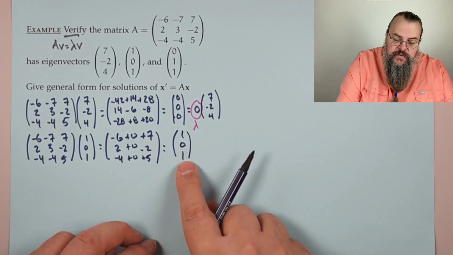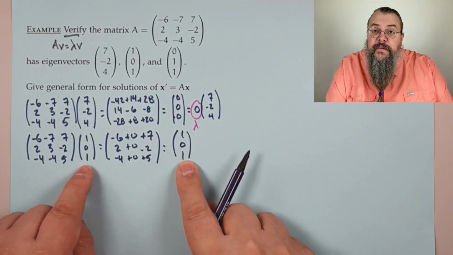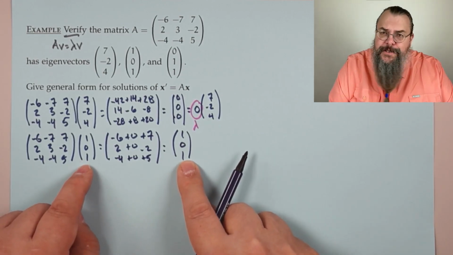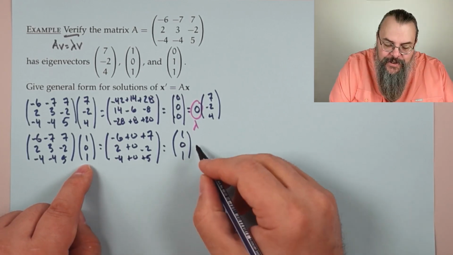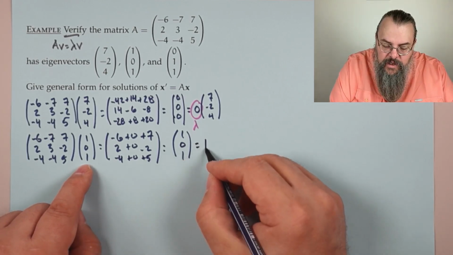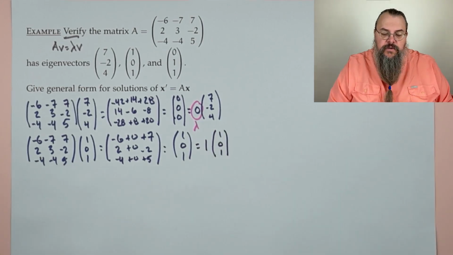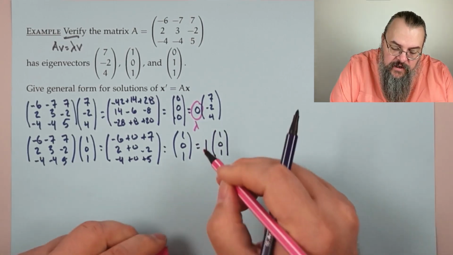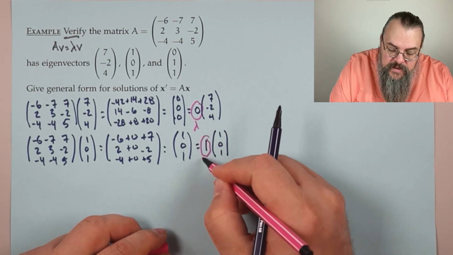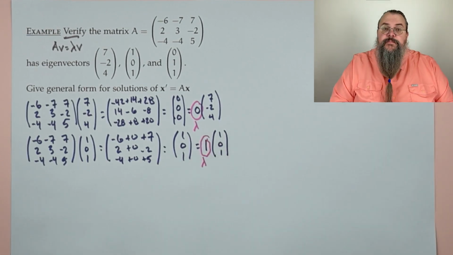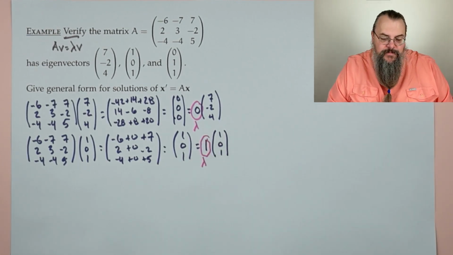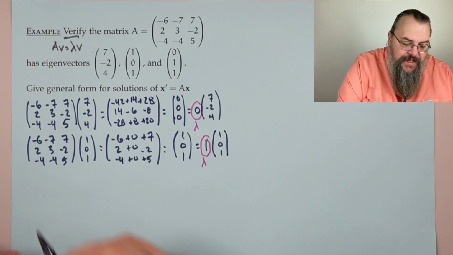Now, does this vector look like a multiple of that vector? Actually, they look like the exact same vector. So in that case, we can say this is 1 times what we started with. And so for this case, our lambda is 1. All right, now, one more to check.